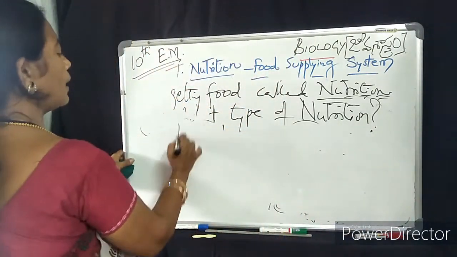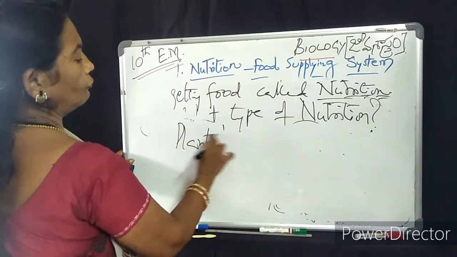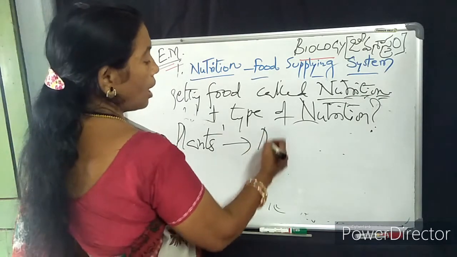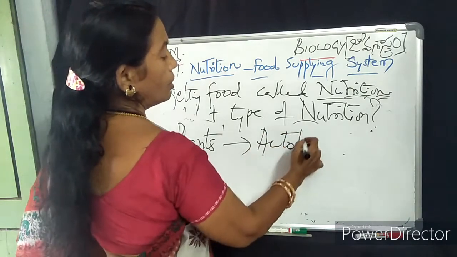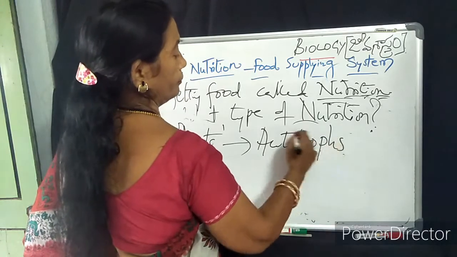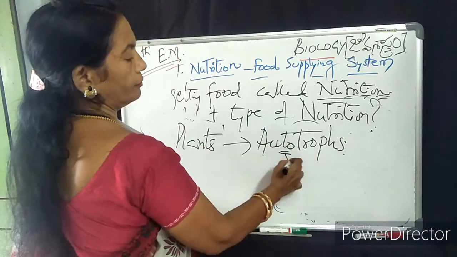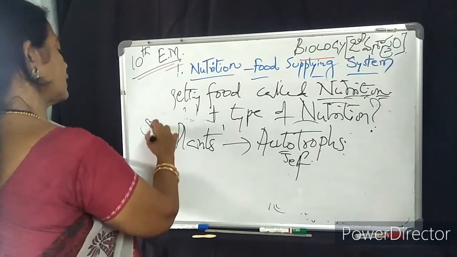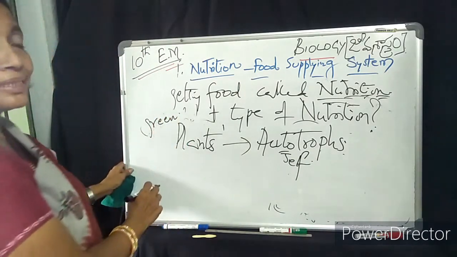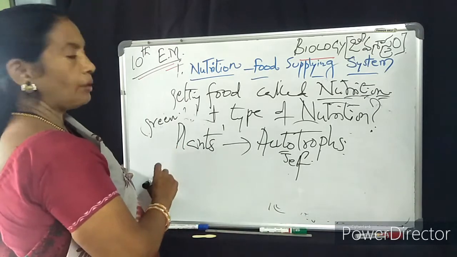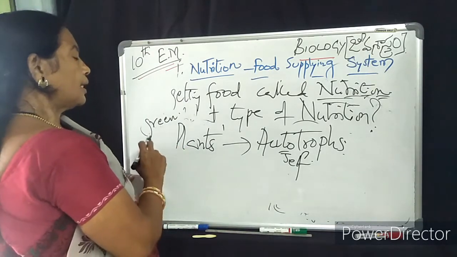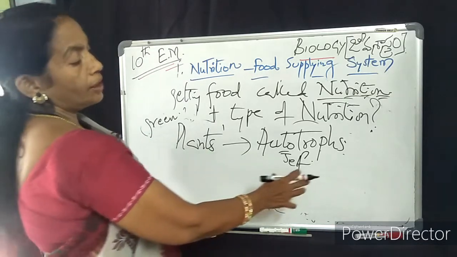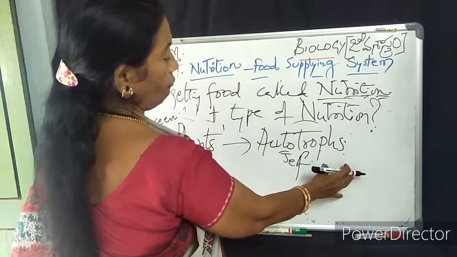So what do we call plants that prepare their own food in their leaves? We call them autotrophs. Auto means self. That means all green plants, which have chlorophyll pigments, the green, will prepare their own food in their leaves itself.